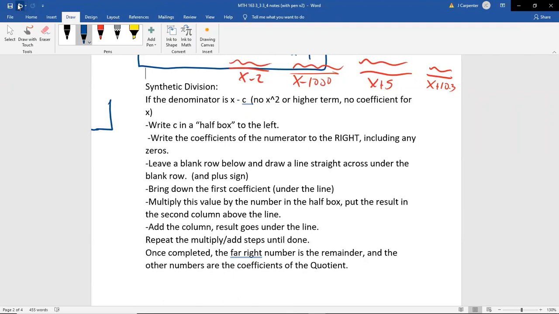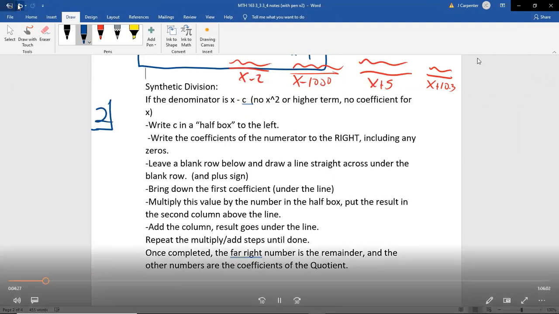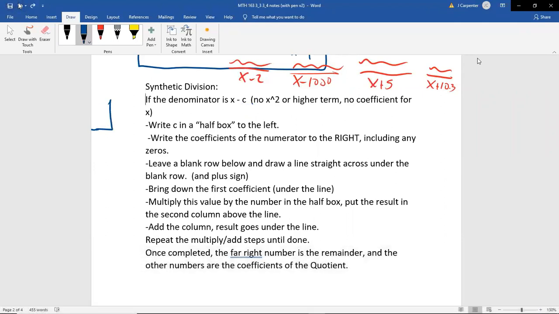And then you put that number, whatever this was, in that box. Now if this was a minus 2, then a positive 2 goes here. That's what this minus is trying to emphasize: the number in the half box changes sign. So for this first one, it would be a positive 2. For this one, it would be a positive 1,000. For the third one, because that says plus 5, we'd be putting a minus 5 here. And for the last one, because that says plus 10.3, we would be putting a minus 10.3 there.